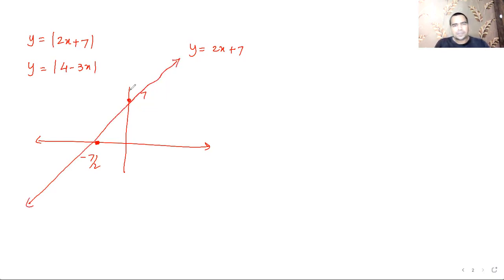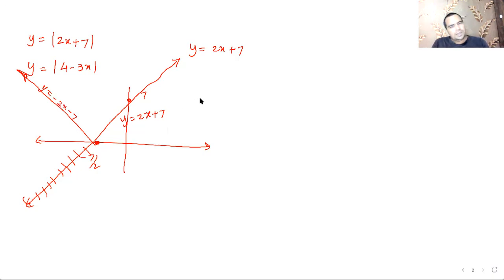Now the absolute value of this entire line would be this part which is down, we cut down and reflect in the x-axis. So this part of the line is y equals 2x plus 7, which is the original line itself. But this side is becoming negative 2x negative 7, because its entire thing is becoming negative.